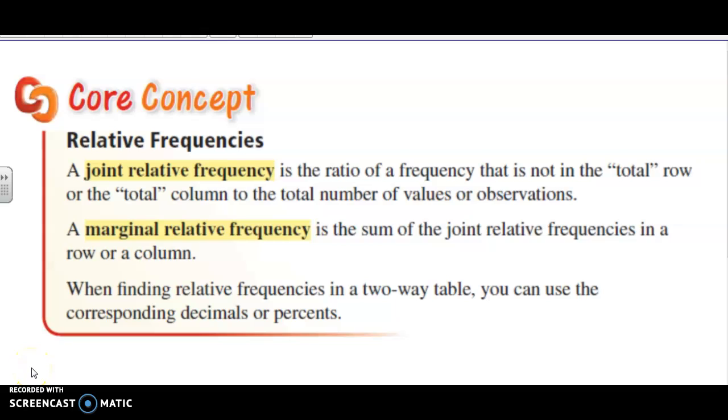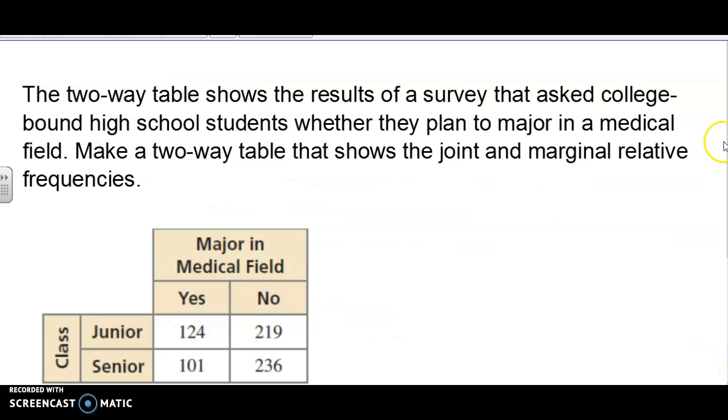Today we're going to talk about relative frequencies. So first, joint relative frequencies and marginal relative frequencies. Basically, this is the percentages out of the two-way table that certain joint frequencies or marginal frequencies represent of the total. So see an example here, which will make it a little more clear.